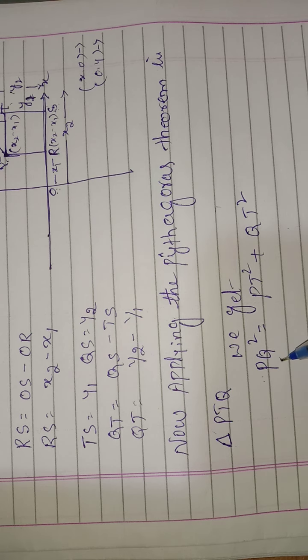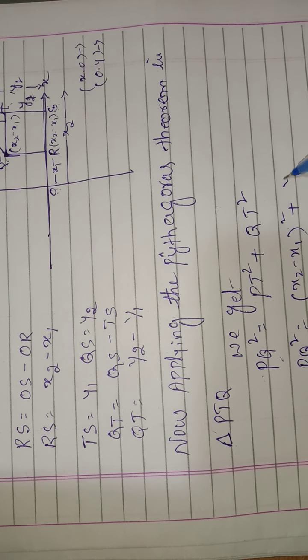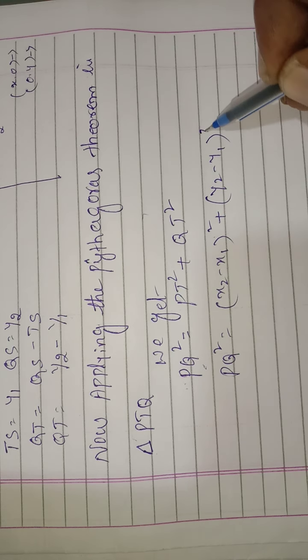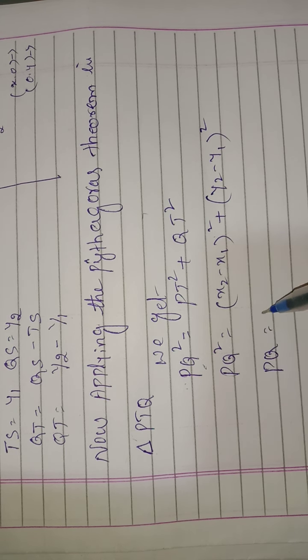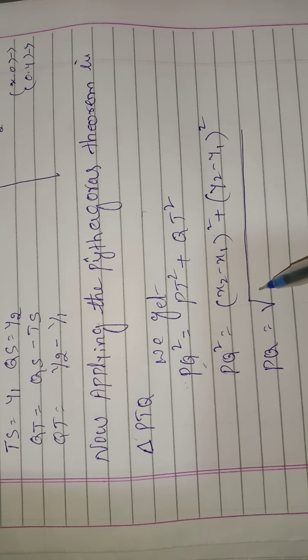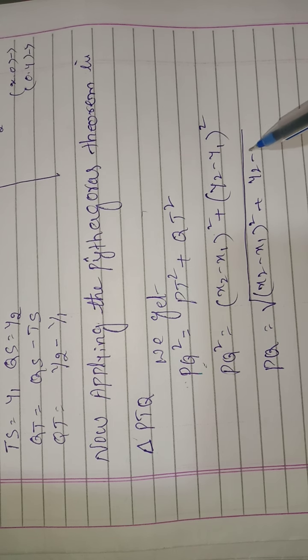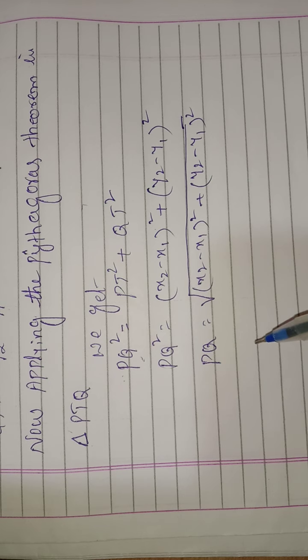So what is the value of PQ squared? PQ squared is equal to PT squared plus QT squared, which is x2 minus x1 whole squared plus y2 minus y1 whole squared. Taking the square root on both sides, PQ is equal to the square root of x2 minus x1 whole squared plus y2 minus y1 whole squared. This is the distance between P and Q.